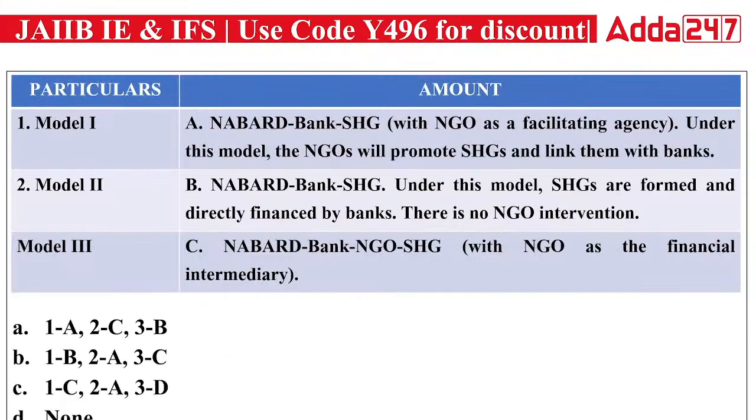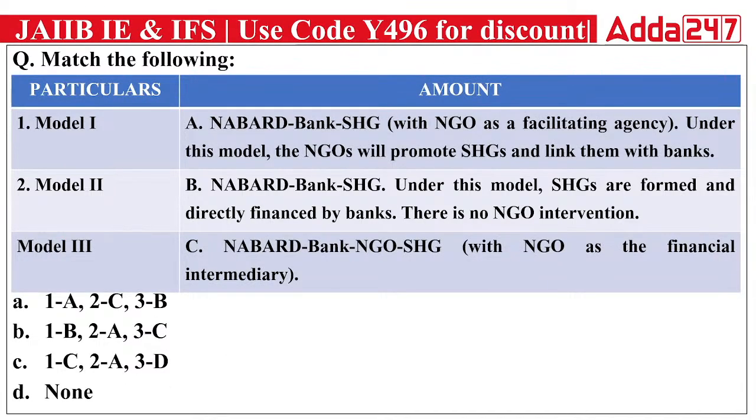Now, the second question we have is match the following, and these are the three models we are talking about: Model 1, Model 2, and Model 3. All three models are related to self-help groups, and you have to match the right column here. Self-help groups are those groups in which 10 to 20 people come together and form a group to fulfill their basic requirements related to funds. The main reason behind introducing self-help groups was to promote the savings habit among the people.